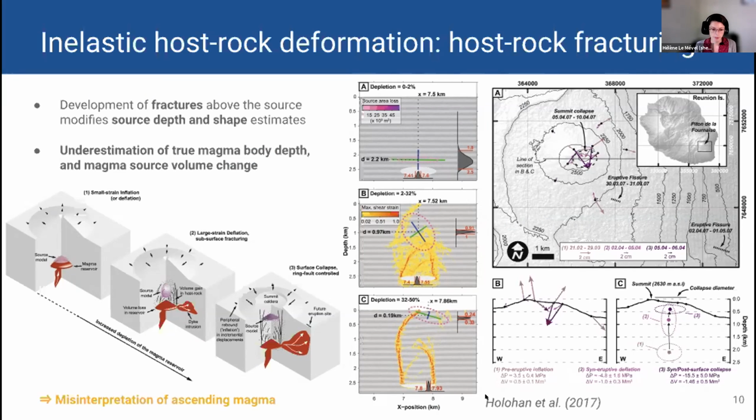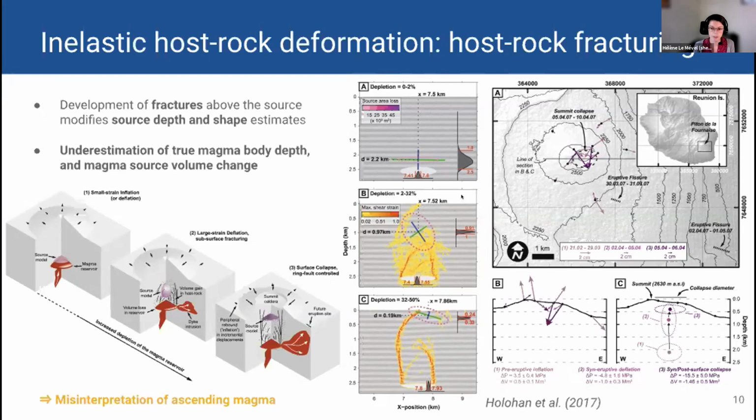So in this study by Holohan and others, they look at the episode of deflation experienced by Piton de la Fournaise in Reunion in 2007. What they find that is very interesting is that using typical continuum-based elastic modeling, the estimated source depth becomes shallower with time, and the shape also changed with time.